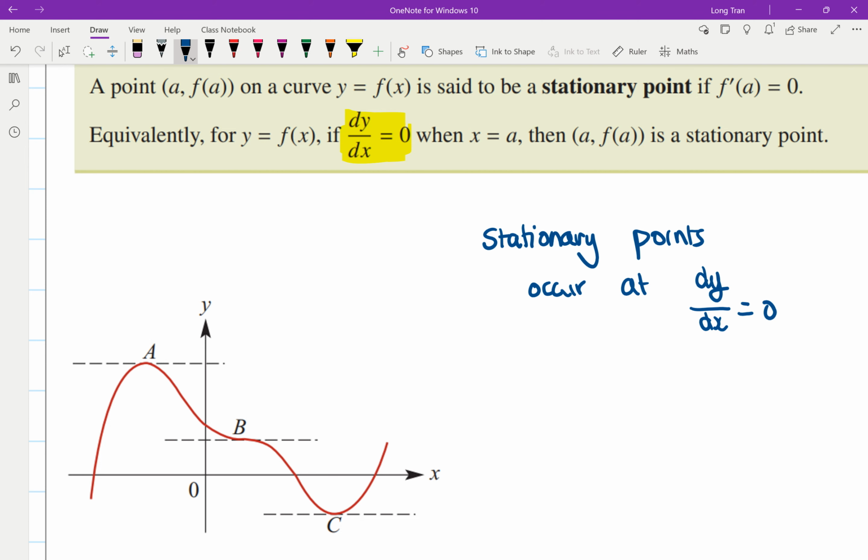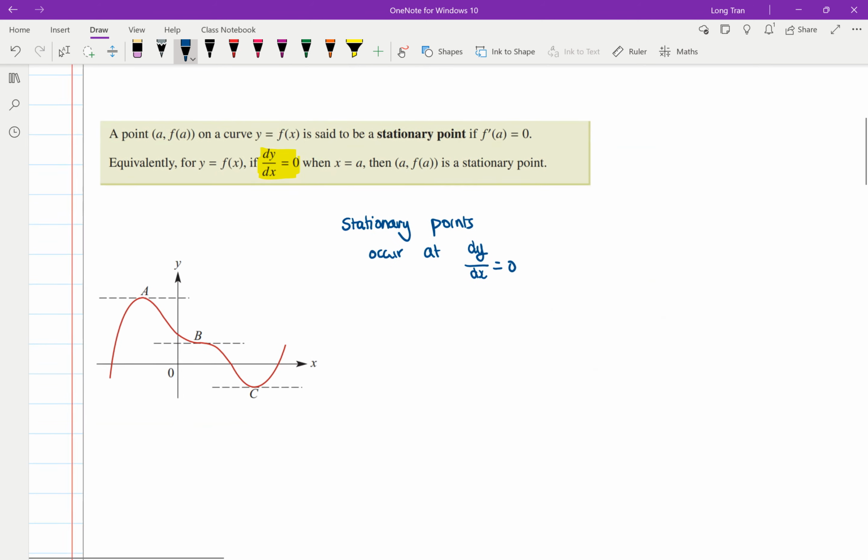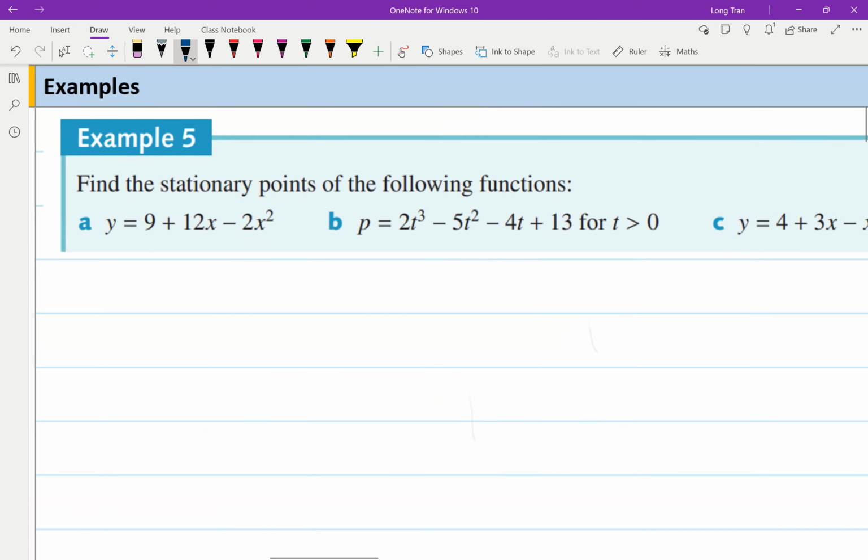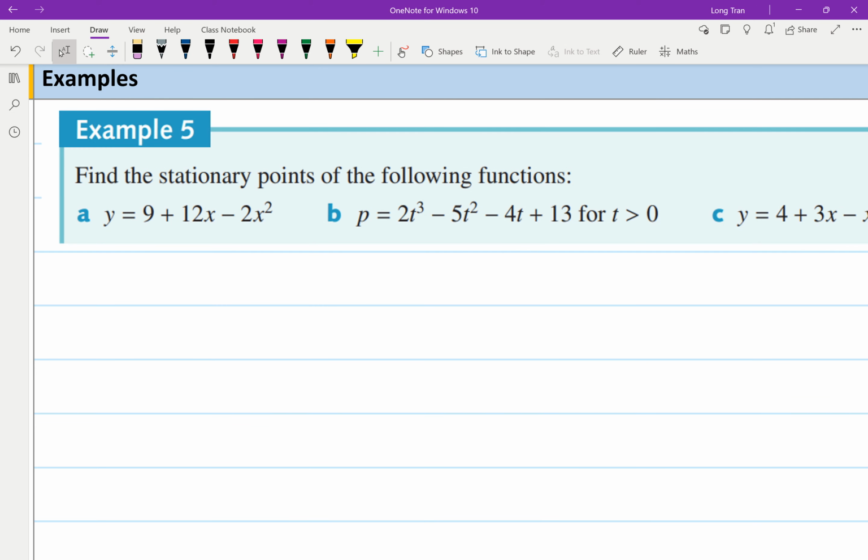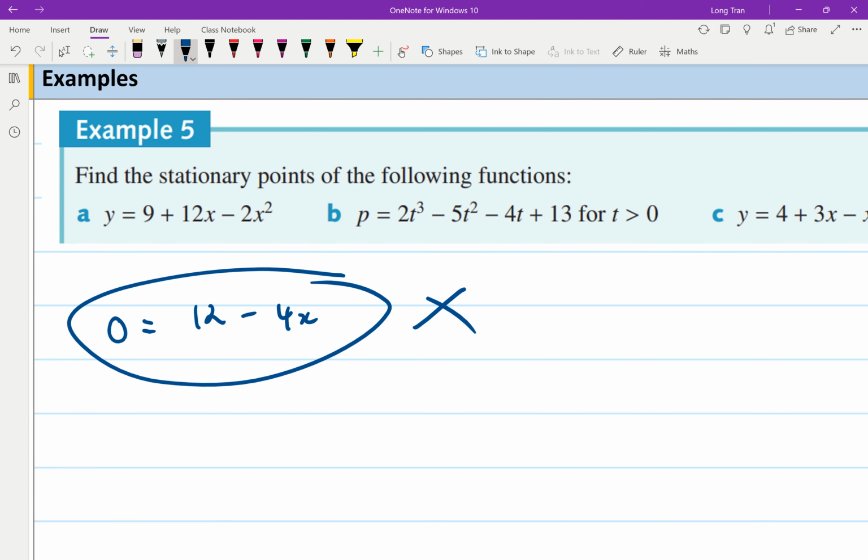What most students do when they jump right in, so I'll give you as an example over here. So they say find stationary points. Most students will jump right in and do 0 is equal to, and by this point, most students are really good at their power rule. So you'd find the derivative, and then you would say 12 minus 4x. Don't do that. Okay, because what is this? Where'd that come from? What does it represent? They don't give you a mark for that.